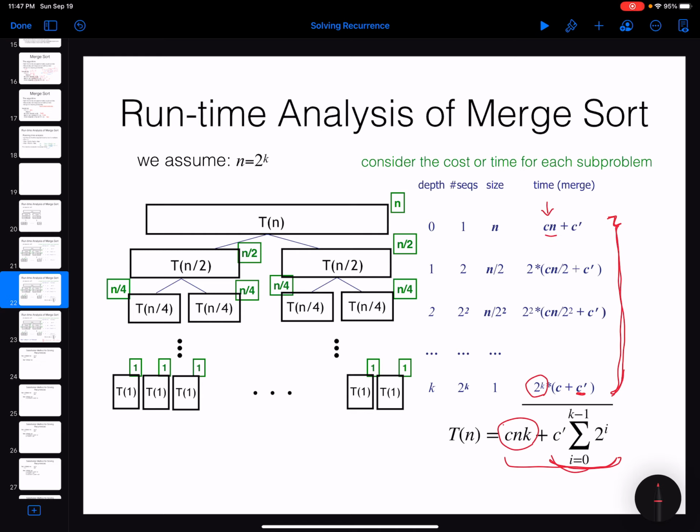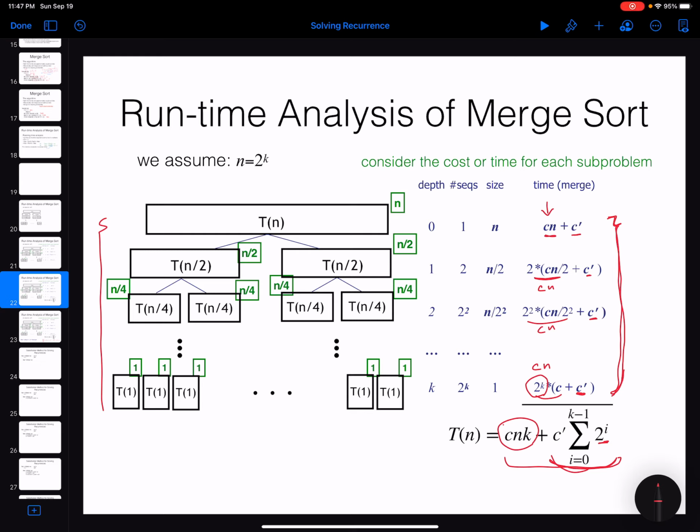The fact is, this term in all of the cases here is going to be Cn. Here it's going to be Cn. Here it's going to be Cn. But this term varies: C prime times all the powers of 2 to the power of i. So what is k? Let's get back to that. K is going to be the number of levels in this recurrence tree that I have created.